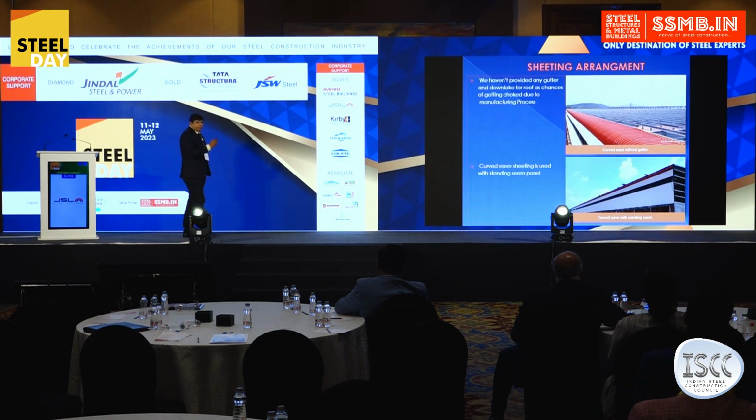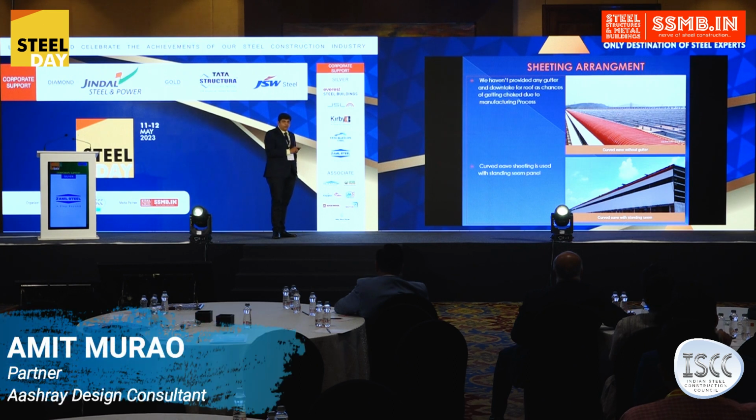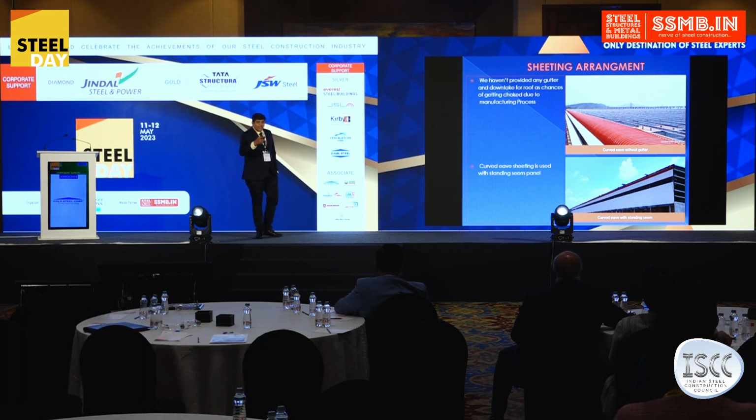Now, as this is a process building, there are many chances of dust accumulating on the gutters and downtakes, and they can be choked very easily. So for that, we have used completely curved eaves. But there is a problem: the roof sheeting is standing seam, and the wall is screw down. Both panels are different. So for that, we have taken the wall sheet up to 750 mm inside the roof sheet, and over and above, we have laid the roof sheeting. This can be seen here.